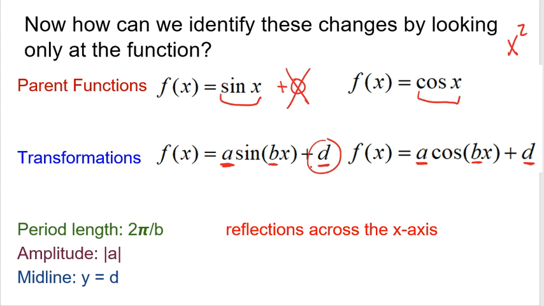This is just a translation up or a translation down. So if you think about that midline and we move it up 5, well, now the midline's at 5. If we go down 6, well, now the midline's at -6. That D value is where your midline is.